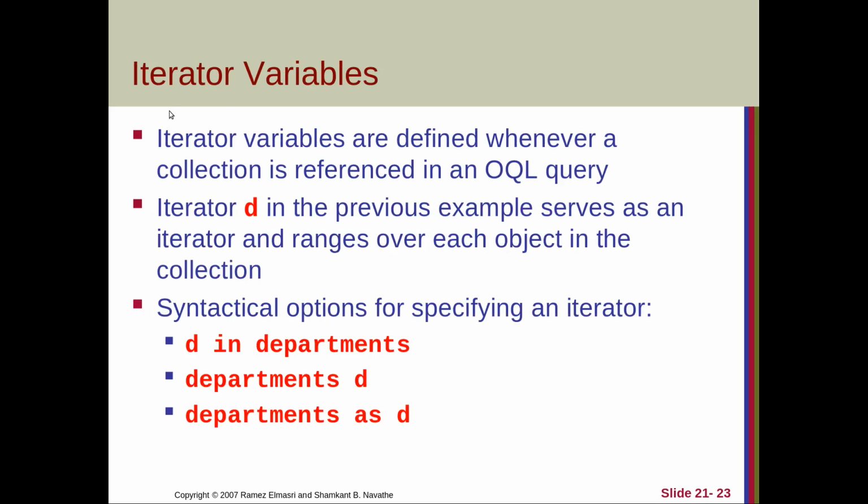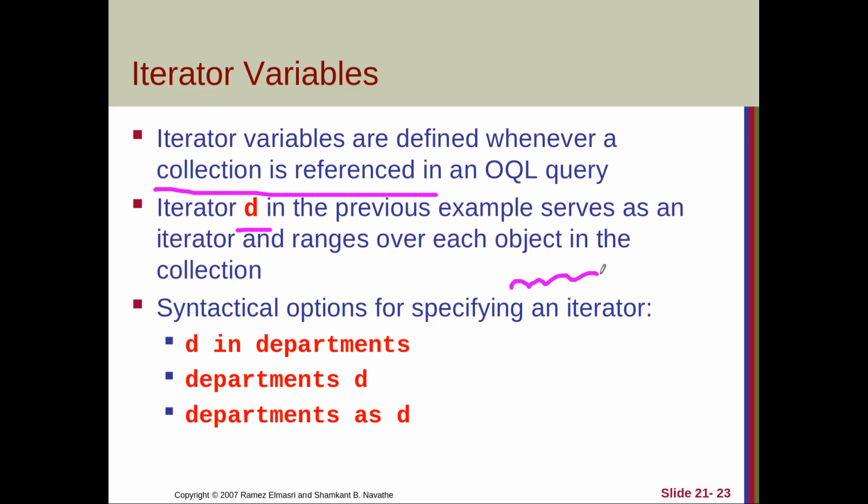Now we will discuss the iterator variable. Iterator variables are defined whenever a collection is referenced in an OQL query. If we want to select some data from a set of objects, we need to use an iterator variable. So iterator D in the example serves as an iterator and ranges over each object in the collection.